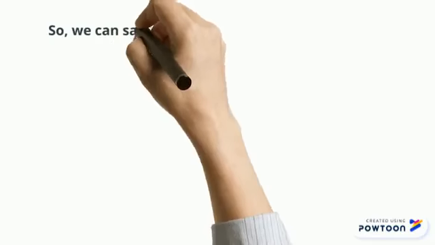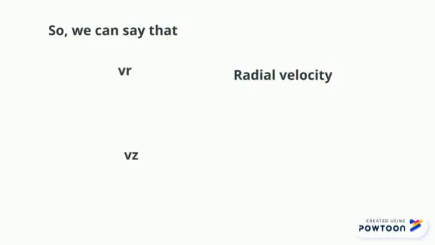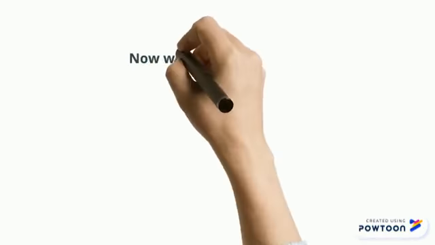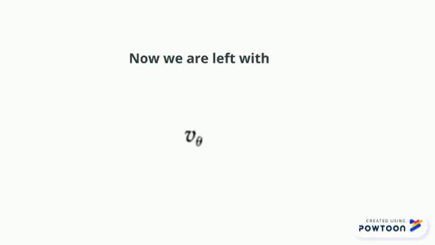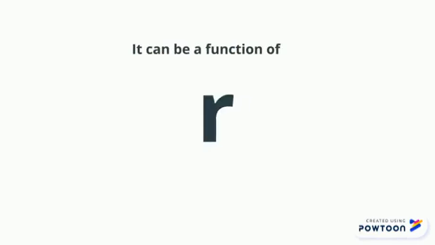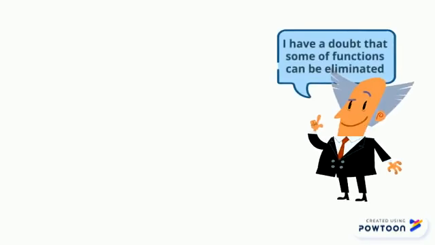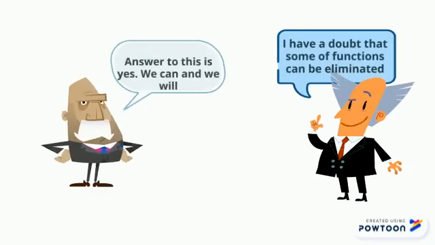So now we can say that our Vr, which is our radial velocity, and Vz, which is our axial velocity, they both are zero. So now we are left with only V theta. It can be a function of theta, r, or z. So now there can be a question whether some of the elements can be eliminated. So the answer is yes.